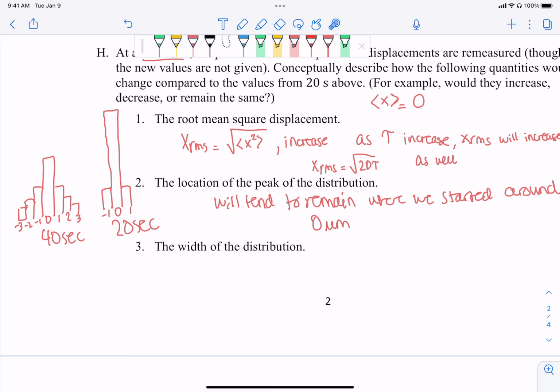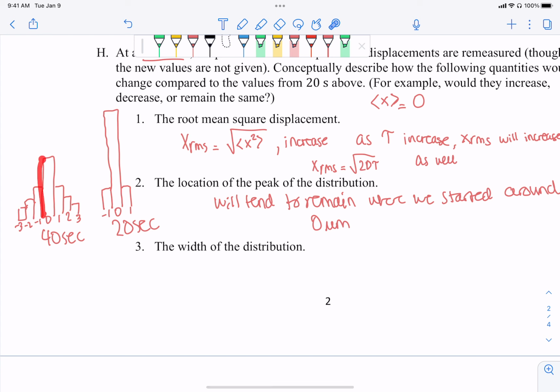Thought it was asking for size, length of the peak, location on the Y. Oh, I see. Yeah, and you would be right. Like I was saying, this peak might decrease with time, because now the particles can occupy more positions. So yeah, that individual peak by itself might decrease, but the peak is still at 0.